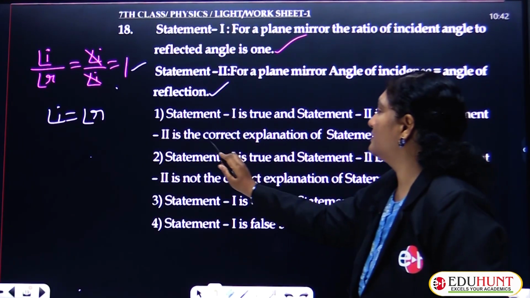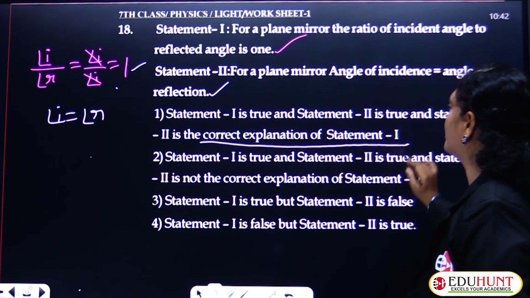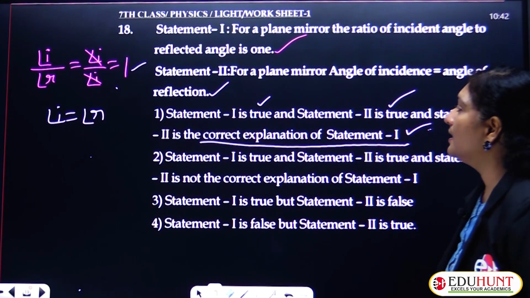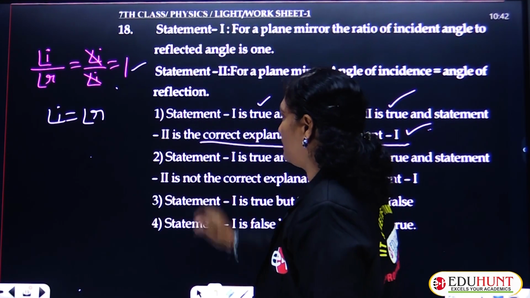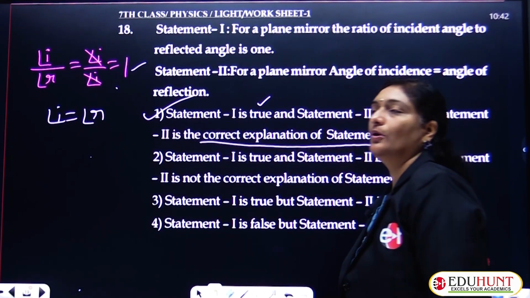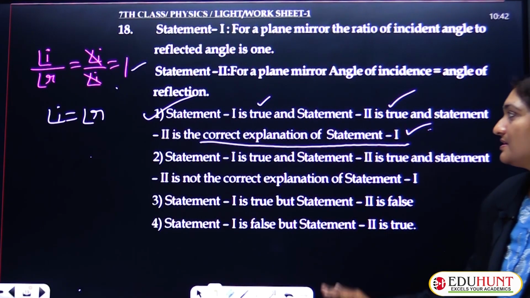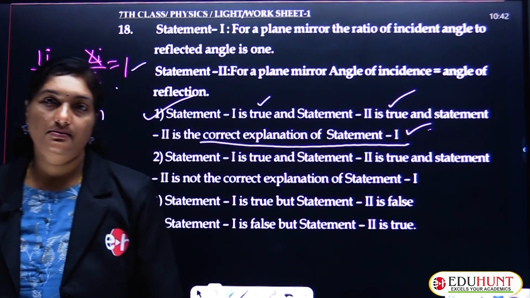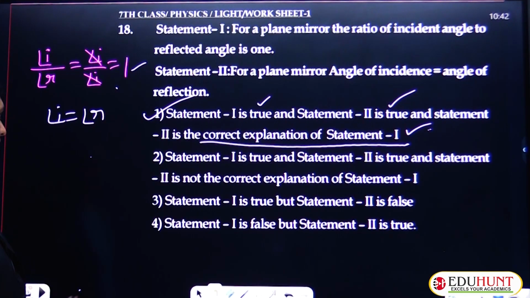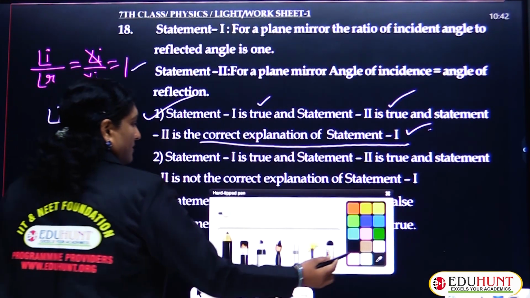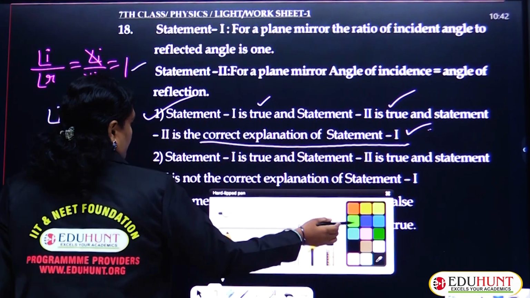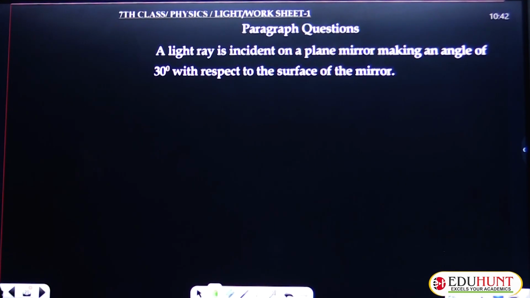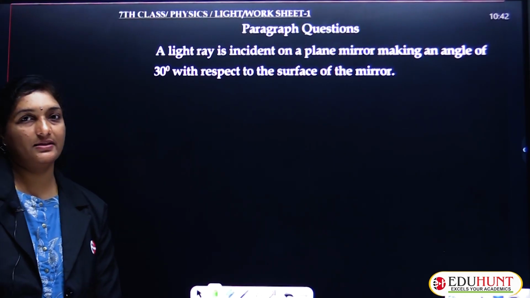So, 2 gives the correct explanation of statement 1. 1 is true, 2 is true, and 2 gives the correct explanation of statement 1. Hence, no other possibilities, the first option is absolutely true. So, no need to discuss the other conditions. So, your answer is that the first option must be true. Here goes your answer.